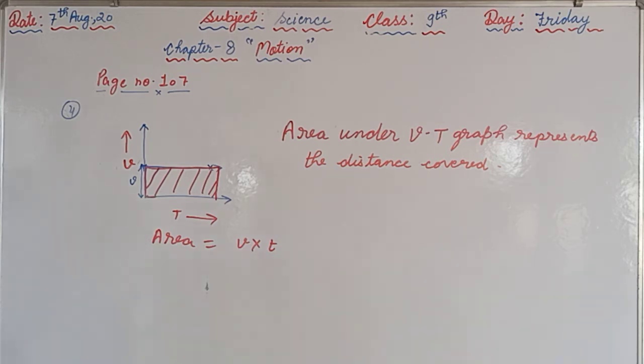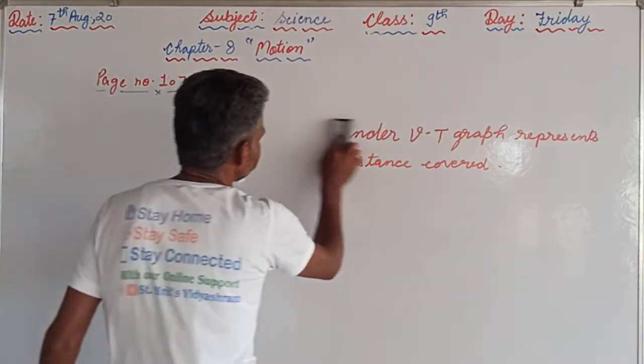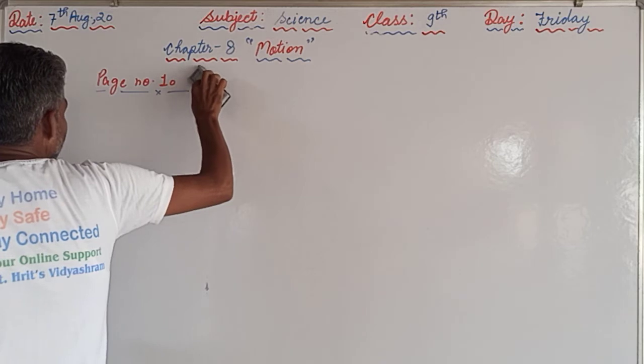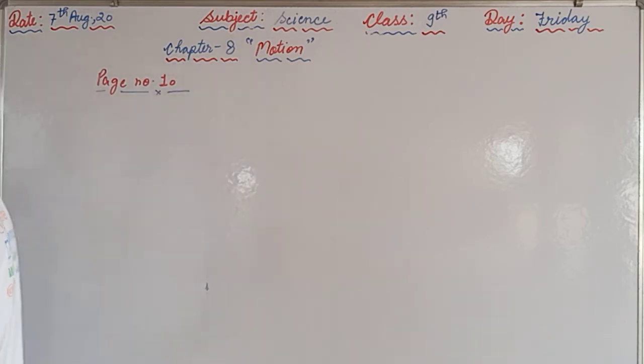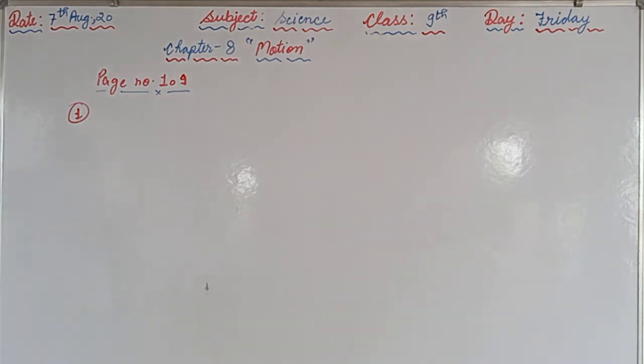Now we move further to page number 109. On page number 109, the numerical is given as question number 1, and the statement of the question is: a bus starting from rest moves with a uniform acceleration of 0.1 meter per second square for 2 minutes. Then we are supposed to find the speed attained, and in the second part we have to find the distance covered.